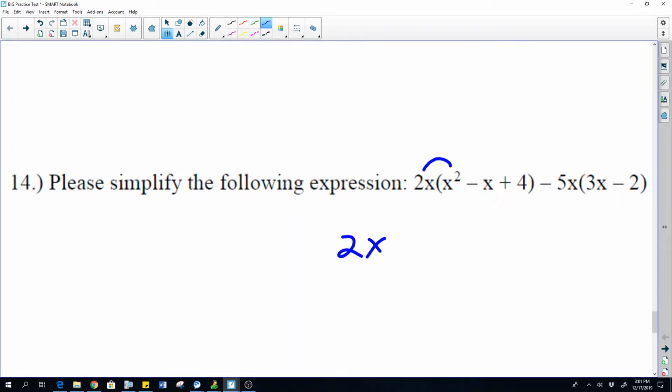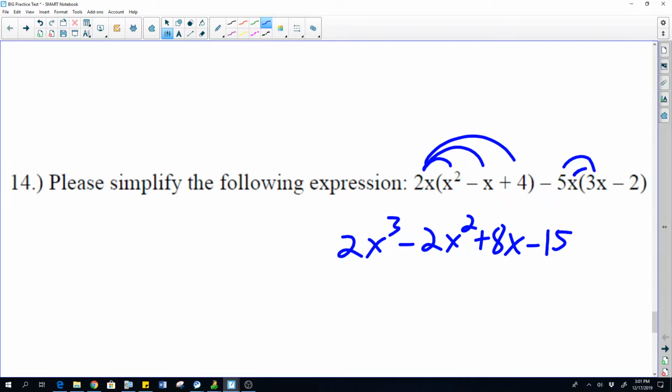Good, 2x cubed, good. And then 2x times negative x is negative 2x squared. 2x times 4 is positive 8x. Now it gets tricky with the negative. People make mistakes here, so be careful. Negative 5 times 3 is negative 15. Good job. And then x times x is x squared. And then negative 5x times negative 2 is negative times the negative is a positive 10x.